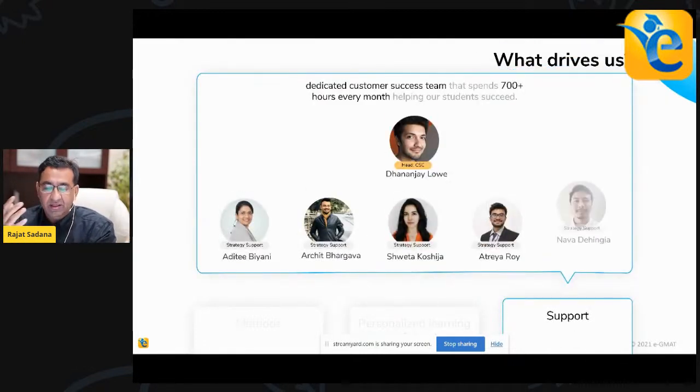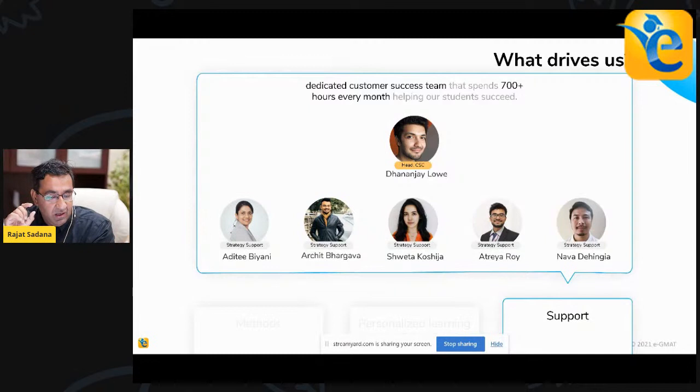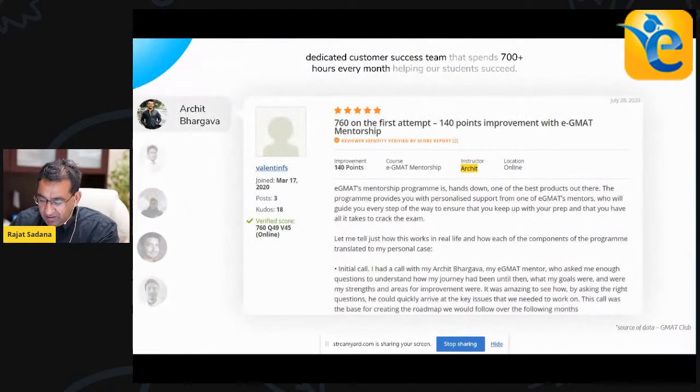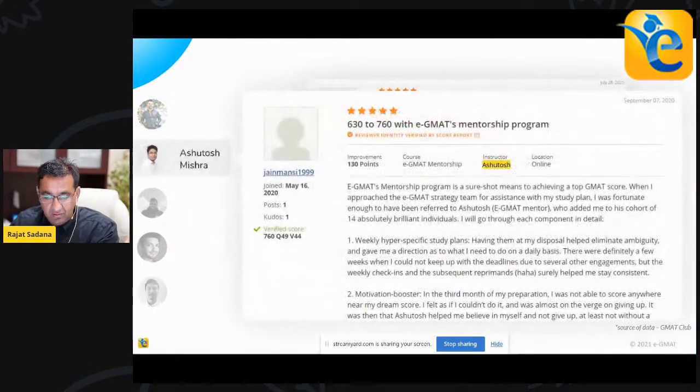The third thing that we've done is we completely revamped how we go about giving support, and very specifically, our strategy support. We revamped our methodologies. We revamped how we looked at data and how we curated improvement plans for you. And we created a dedicated success team that spends about 1,000 hours a month or so in giving you support. And you can see some of the success over here.